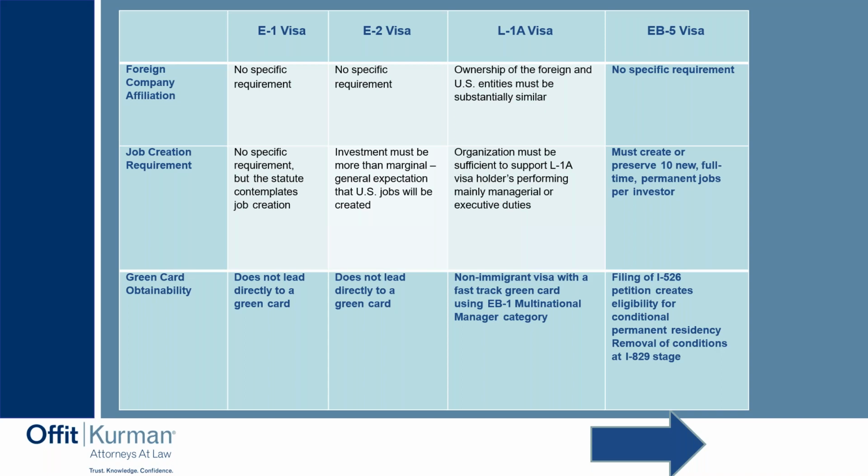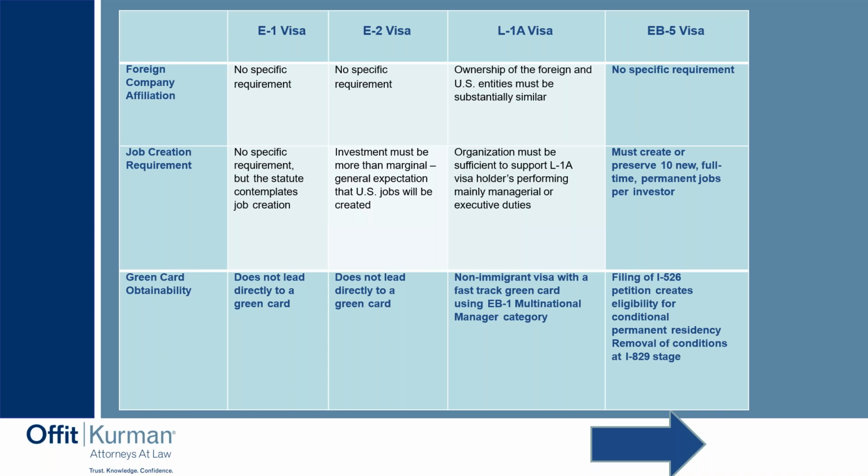So if one starts with a low-level investment and then keeps investing until the total investment reaches 900,000, then that company, if they qualify and they've created the 10 jobs, they can apply for an EB5 after their E2 is a success. But they have to show that they've reinvested earnings into the business. So that's one way to do it.